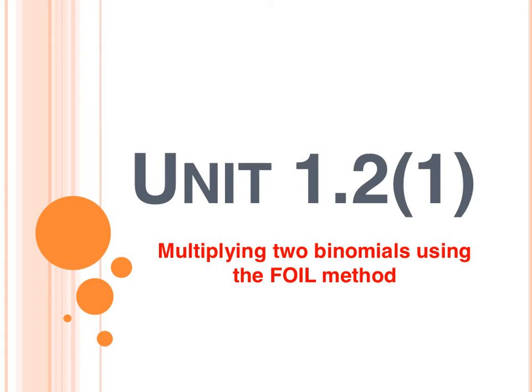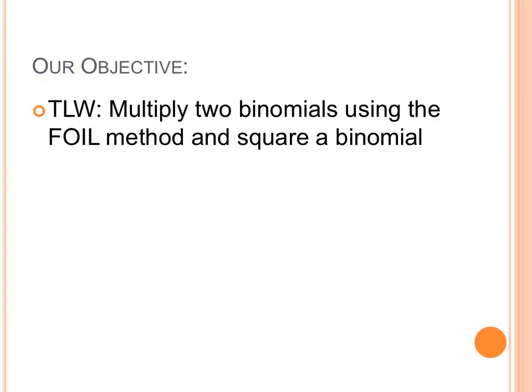The section that we're going to be discussing today is Unit 1.2, Day 1, which is multiplying two binomials using what we call our FOIL method. When we look at first what we're trying to achieve, our objective for today is to basically just multiply two binomials using our FOIL method and learning what we call squaring a binomial.